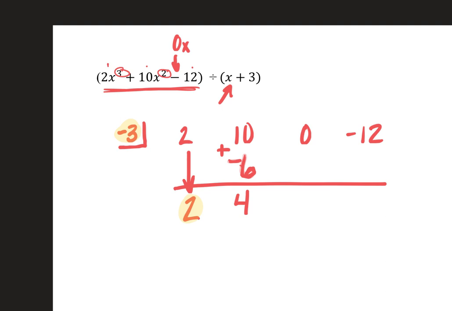Now we take that 4 and multiply it by that original -3 up in the bracket. And 4 times -3 is -12. I'll put that right there. Then we add those together to get -12 as the final answer for that column. Then last, we take that -12 and multiply it by the -3 in the bracket. This gives us positive 36. Put that positive 36 right there. Add those together and get 24. And so there are our numbers, right?